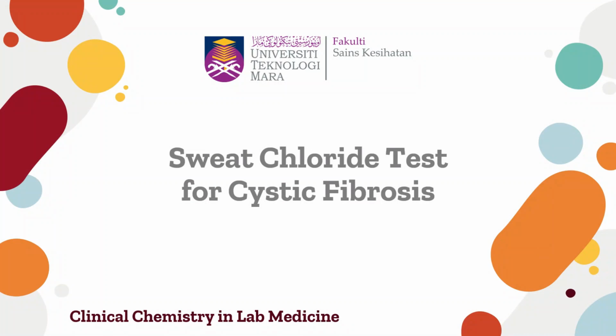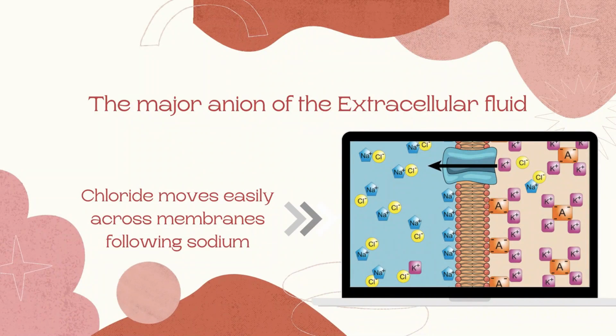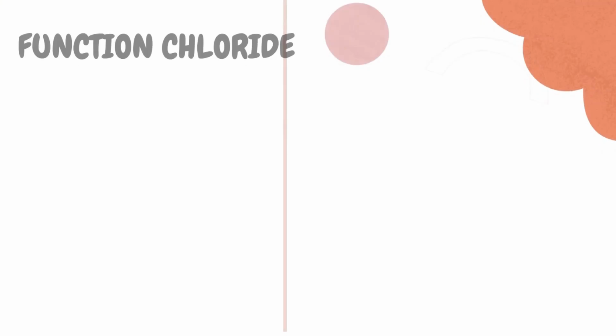Hello everyone, in this video we're gonna talk about the sweat chloride test, which is used for diagnosing cystic fibrosis. First, we must know what chloride is. Chloride is a major anion of extracellular fluid. Chloride can move easily across the membrane following sodium.